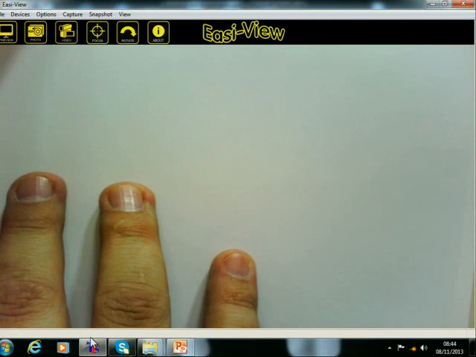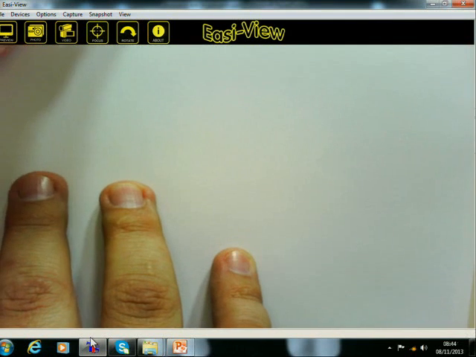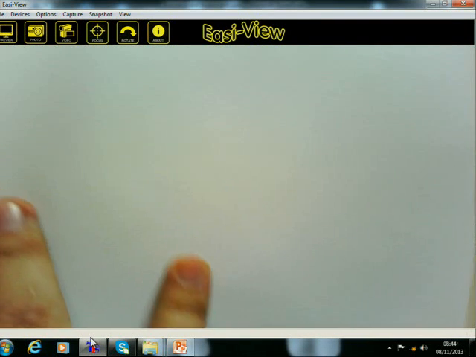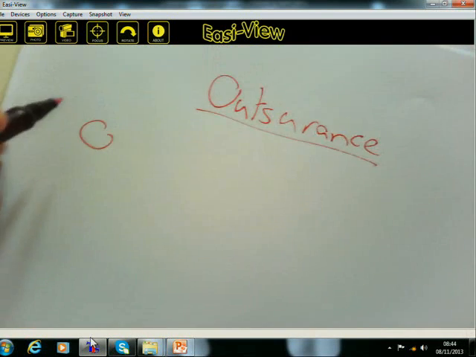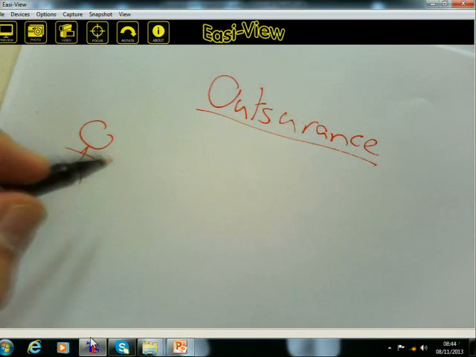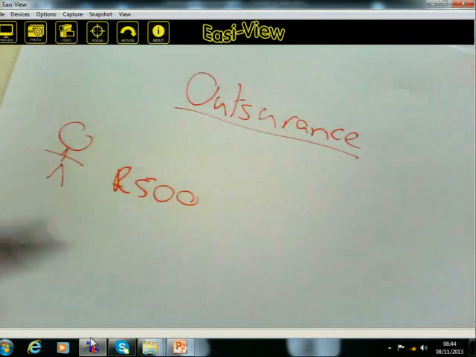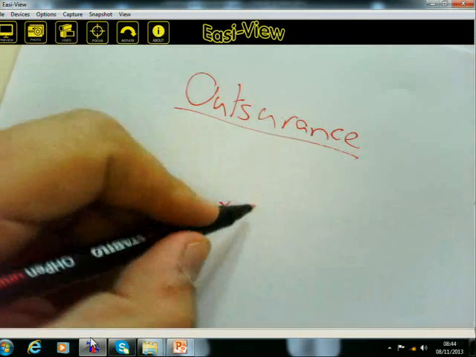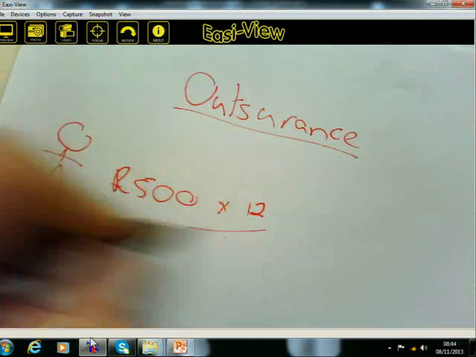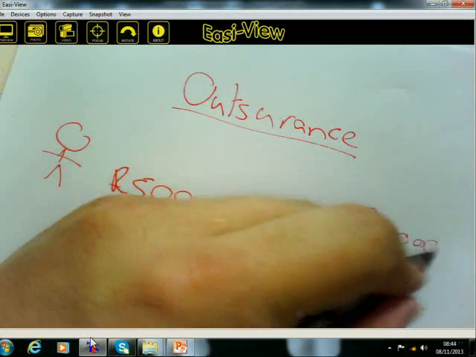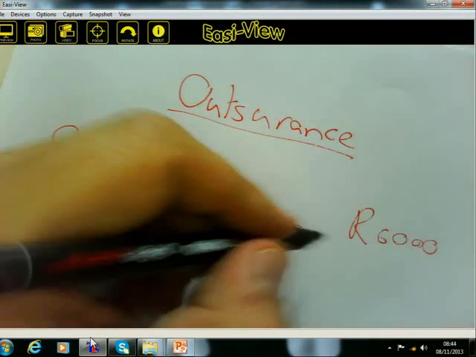Let's quickly talk about Outsurance just for a second. Outsurance, they are very creative. They were the first company to say, okay, you as an individual, you pay your 500 Rand policy in a month, and you pay this for 12 months. Now, if you pay this for 12 months, you paid a total of 6,000 Rand for the year.